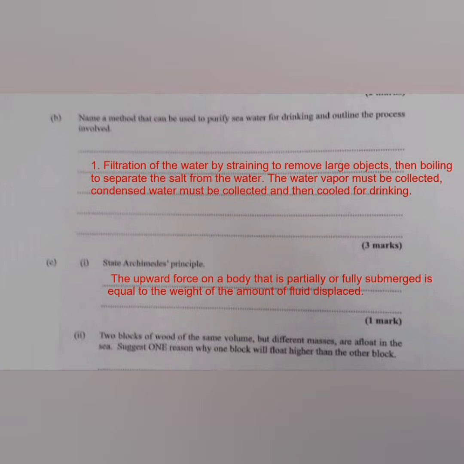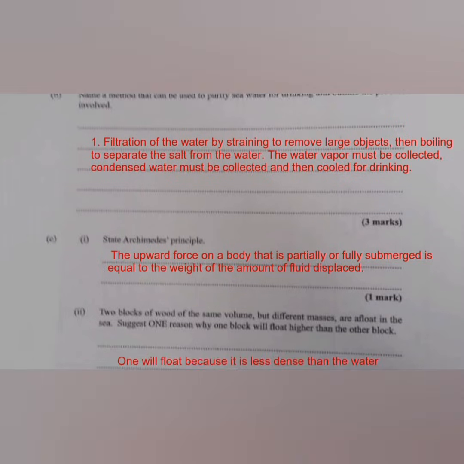Next question, state Archimedes' principle. Archimedes' principle states that the upward force on a body that is partially or fully submerged is equal to the weight of the amount of fluid displaced.